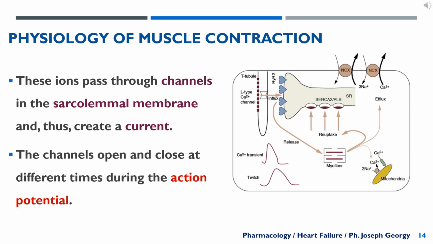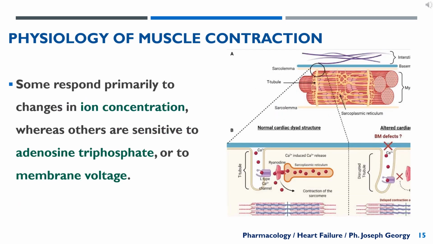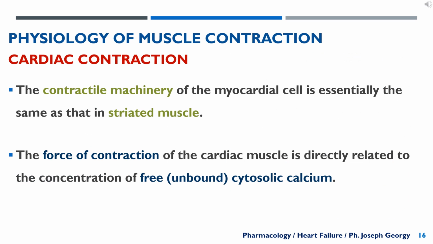These ions pass through channels in the sarcolemmal membrane and thus create a current. The channels open and close at different times during the action potential. Some respond primarily to changes in ion concentration, whereas others are sensitive to adenosine triphosphate or to membrane voltage. We talked about the muscle contraction process, and now we will concentrate on cardiac contraction. The contractile machinery of the myocardial cell is essentially the same as that in striated muscle. This is why I told you in the previous slides that we can consider these cells as cardiac cells.